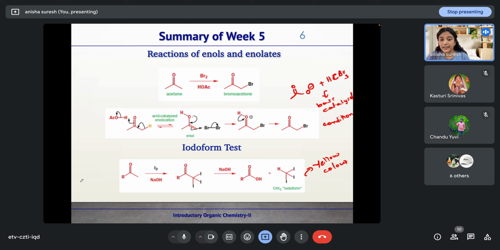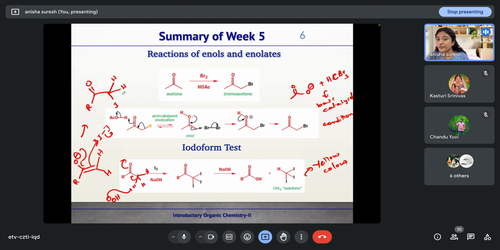So the mechanism will be similar to this one. Here 3 alpha hydrogens will be there. The NaOH, so the OH minus, will act as the base. It will lead to the formation of the enolate R O minus double bond, with 2 hydrogens. And once this falls back, it will abstract this iodine. Iodide will leave and it will lead to the formation of R double bond O, hydrogen, hydrogen, iodine.